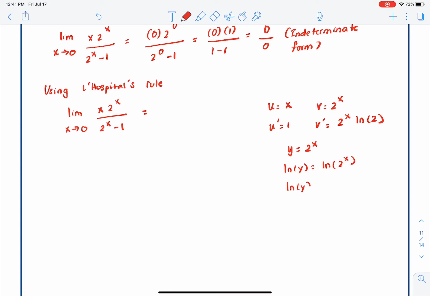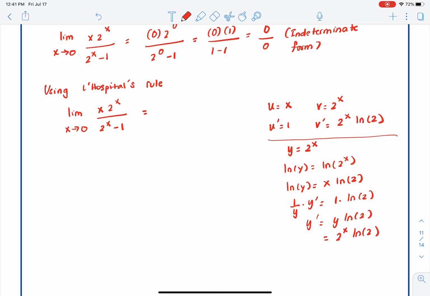Ln of y would be equal to x times ln of 2. Derivative on both sides, 1 over y times y prime equals 1 times ln of 2. Multiply by y on both sides, we have y times ln of 2, but y is simply 2 raised x, so 2 raised x ln of 2. So that's just like a side note on how we got the derivative of 2 raised x.